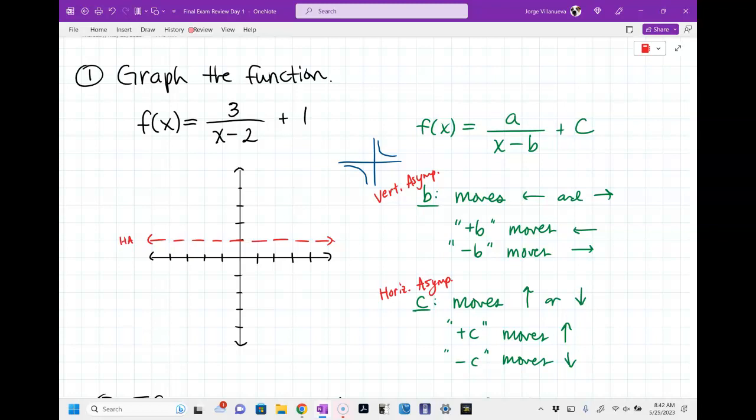Now my vertical asymptote is going to be where? It says x minus 2. Where am I going to put the vertical one at? At minus 2 or plus 2? Plus 2, right? Because this has to move to the right side, right? Has to move to the right side twice. So here we go.